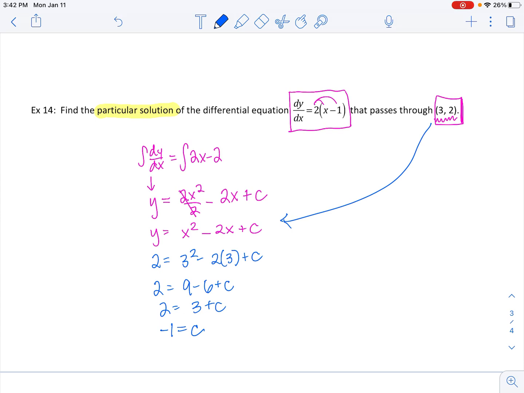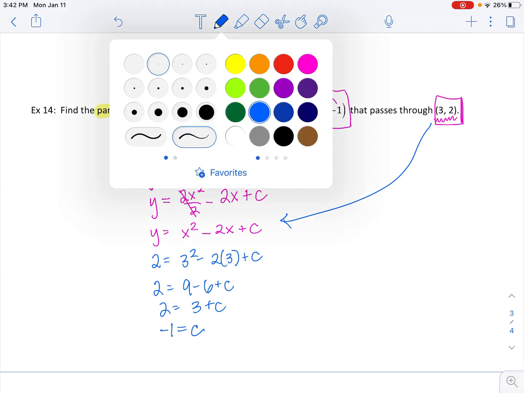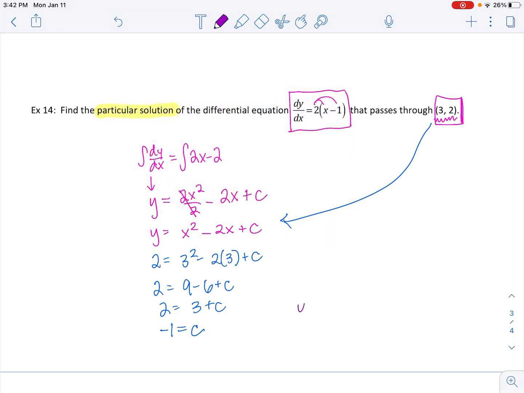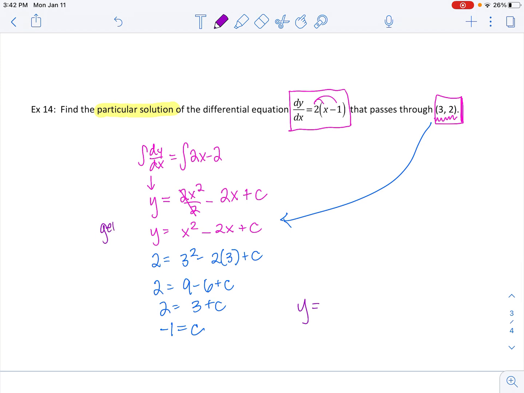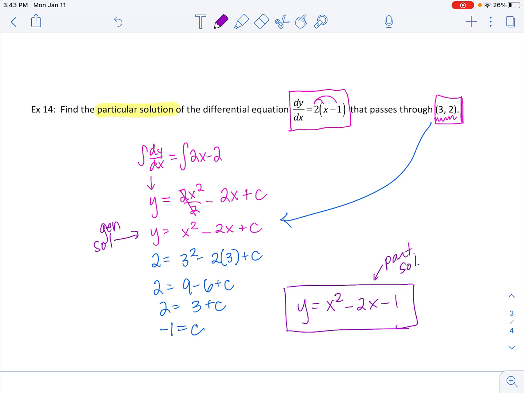And again, my particular solution is not negative 1. My actual answer is y equals, I go back up to my general solution, this step, and I put the c in its spot. So this is my particular solution. So you can kind of just see the difference in what a general solution looks like versus a particular solution.